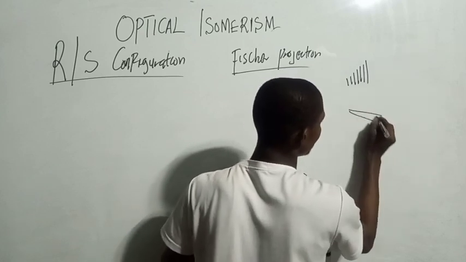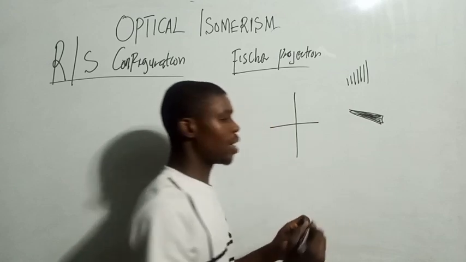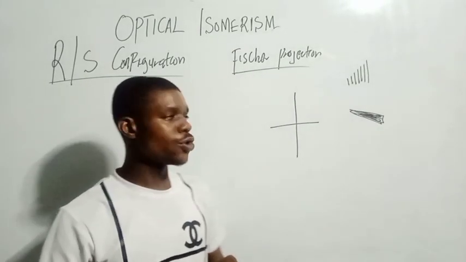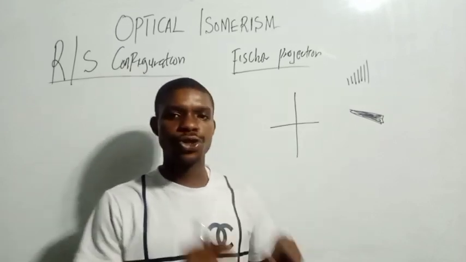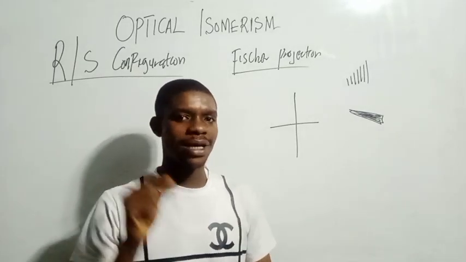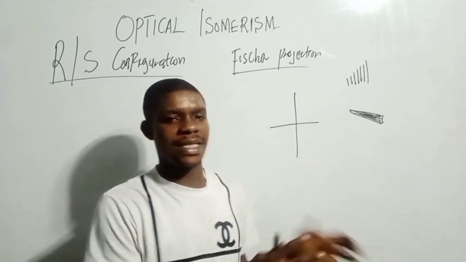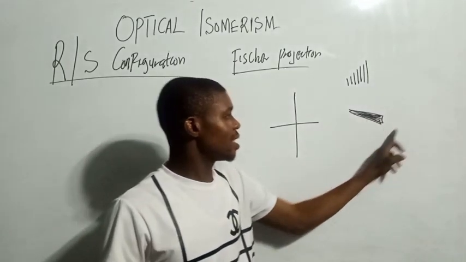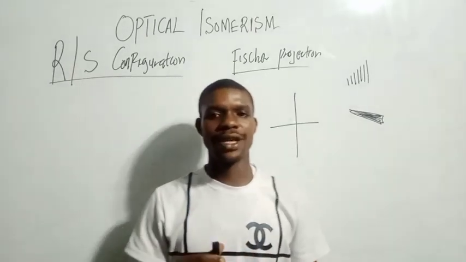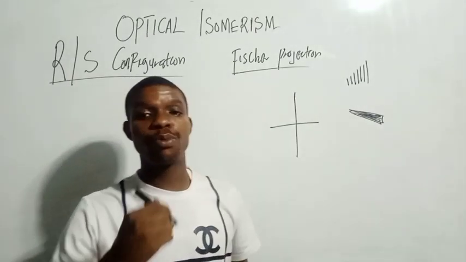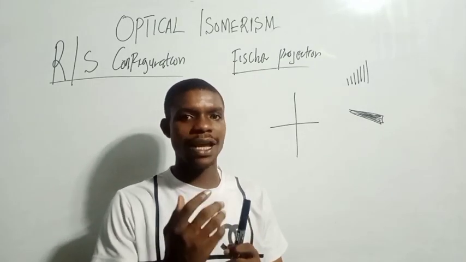And what you want to understand is that we have what we call the solid wedge, and here we have the dashed wedge. When you want to draw a molecule in three-dimensional form, you use the perspective formula. I've done a complete video on using the perspective formula to draw enantiomers. You need to check out that video because it explains step by step. Whenever you see a solid wedge in a structure, it implies that the object is projecting towards the viewer, like it's coming out.